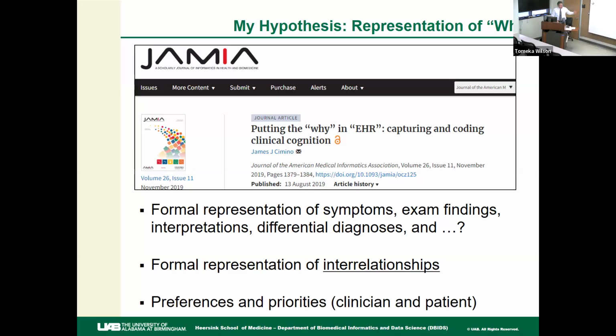And we want to model preferences and priorities, both for the clinician, in the sense of, this is how I want to treat this condition, and also the patient. Which things do I care about? Which things don't I care about? What's my priority? Do I want to keep my costs down? Do I want to lengthen my life? Do I want to reduce my symptoms? Do I have religious beliefs that would restrict the treatment that I get? All those.